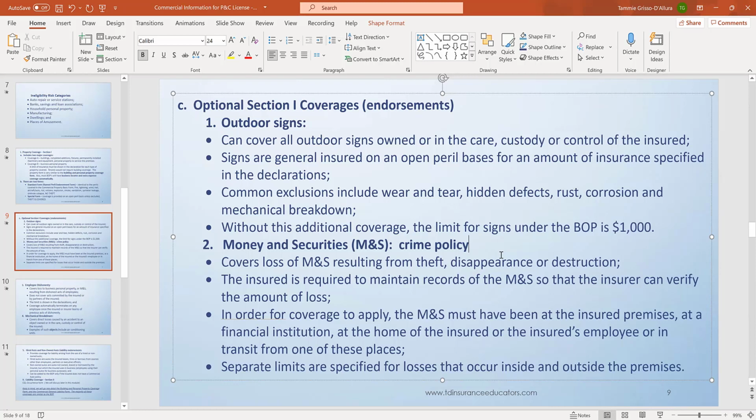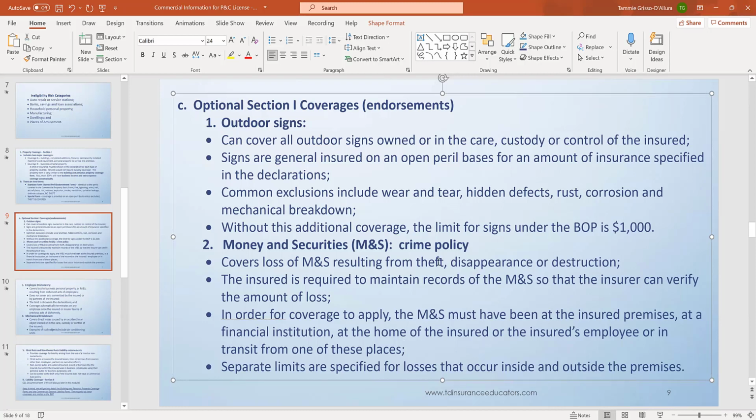You know, what happened to your money? Well, it disappeared. Of course, you have to maintain records so that the insurer can verify that you did lose this. Now, money can be at the insurer's premises, it can be at a bank, or it could be at the home of the insured. Maybe the insured took it home, or the employee took it home, and we're going to make the deposit the next day. You usually have separate limits for inside and outside. So maybe you take in at the most $5,000, and you have $200 extra for cash. So your limit may be $5,200 on the inside and $5,000 on the outside, or you could have the same limit.